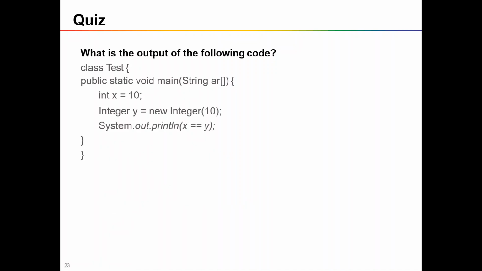So what is the output of the following code? We have a class Test with the main method. We are starting with x equal to 10. It is a primitive type. y is an object type. Then x == y. So what will happen here? x is already a primitive type. y will be converted into a primitive type and it will be compared. So both x and y contain the value 10. This is a relational operator, so it will become true. So true will be printed.